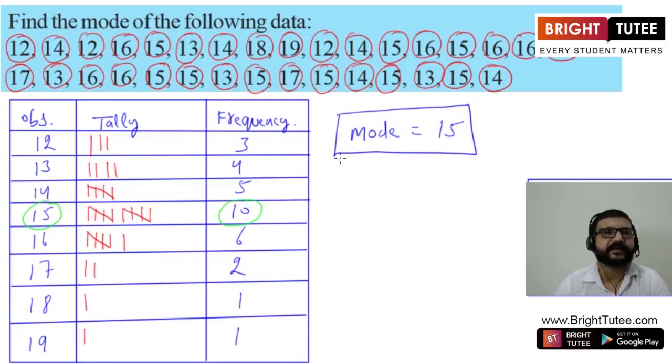So what we did in this question, we have done two things. The first was the organization of the data. By organizing the data, it became easier for us to tell what the mode of the data is.